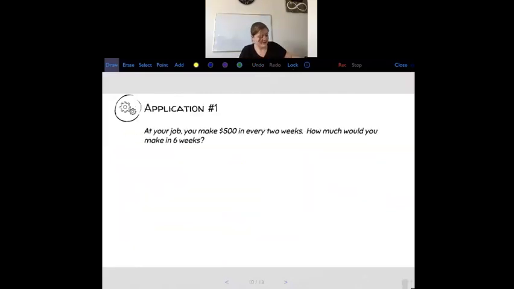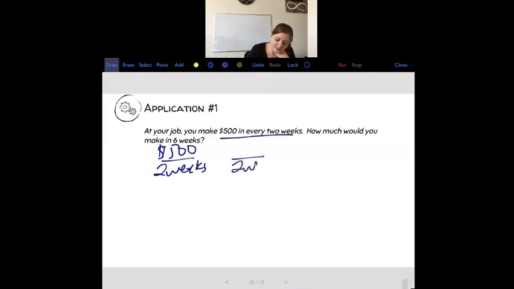So application problems. Proportions can be helpful for solving applications. At your job, you make 500 every 2 weeks. How much would you make in 6 weeks? So I'll draw this one out. It may be intuitive as to how to solve this, but I'll also show you how to solve it with a proportion. Okay, so what the first statement is saying is you make $500 every 2 weeks. If you want to know how much you would make in 6 weeks, well, we would need another 2 weeks and another 2 weeks to get 6 weeks total.